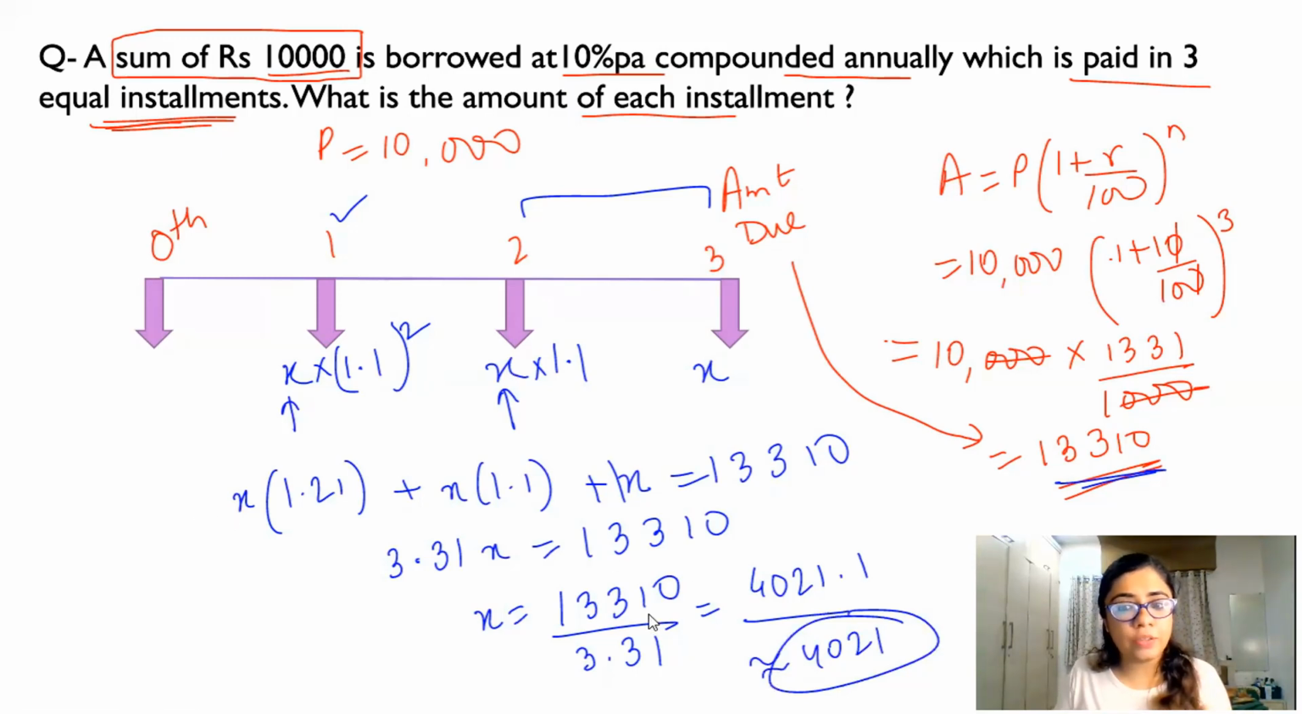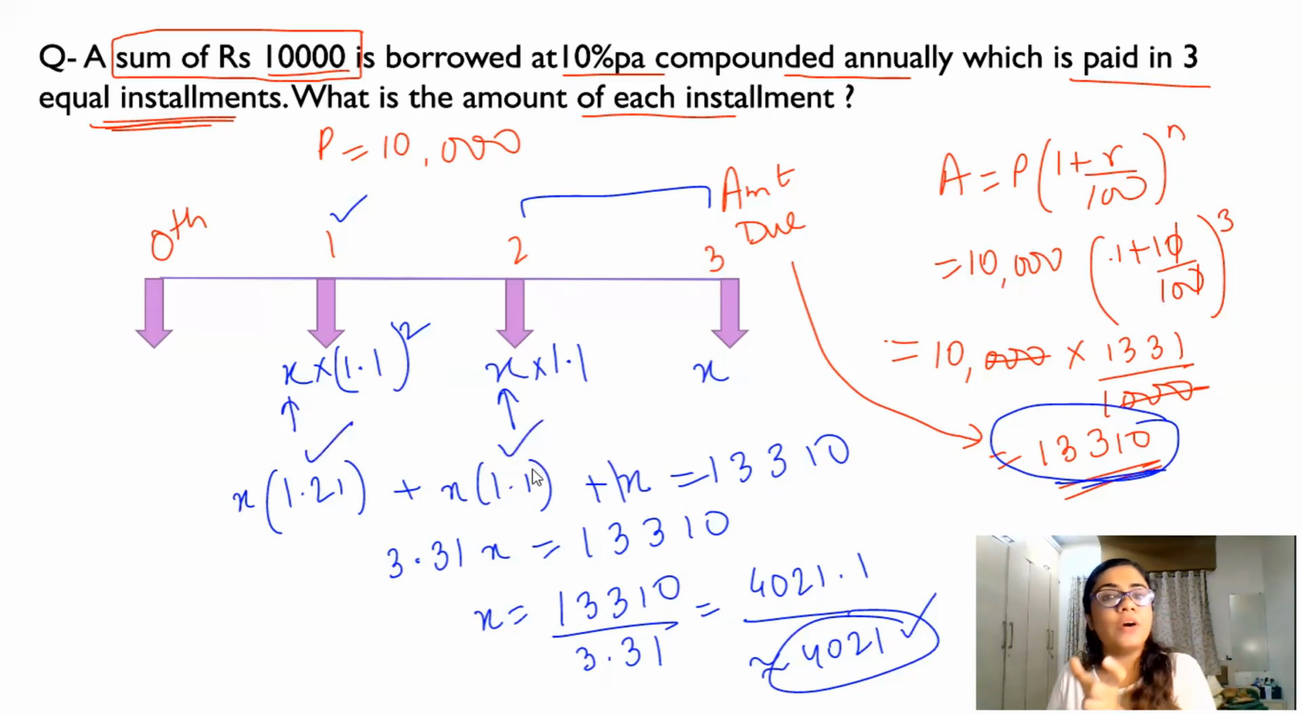Now again, if you calculate 4021, 4021, 4021, if you add it 3 times, approximately you will get 12,000 something. But the amount due here is 13,310. Why is your installment less? Because it generates the interest which balances your amount due. Okay? So this was your first method to calculate installments.